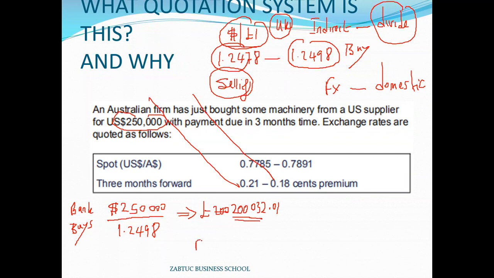Now let the bank sell the same amount. So they bought this. Now they are selling to the next customer, and we are saying they use a lower rate, which is 1.2478. How much will the bank sell this for? Then they paid this. When they're selling, how much is that? So we have 200,352.62.